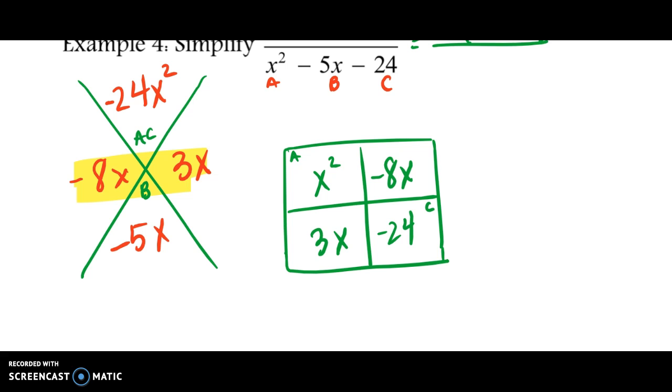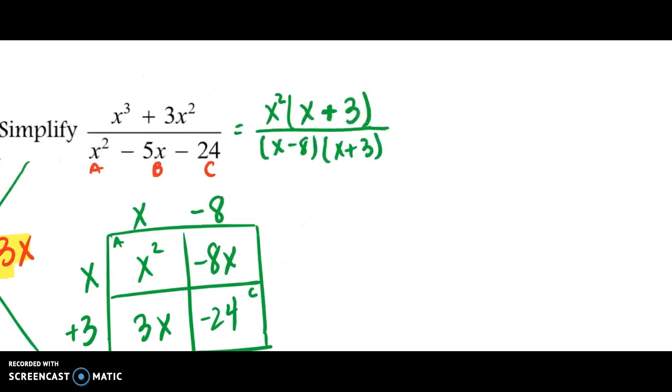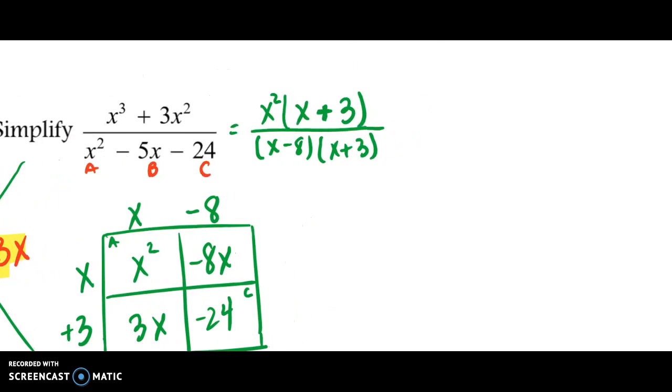At the top we need two numbers that multiply to give us x squared, so that would be x and x. And then to get negative 8x, you would need a negative 8. And to get positive 3x, you need a positive 3. Now that you have factored, go ahead and rewrite it over here. Now we have x plus 3 at the top and x plus 3 at the bottom, so those cancel out, and we are left with x squared over x minus 8.